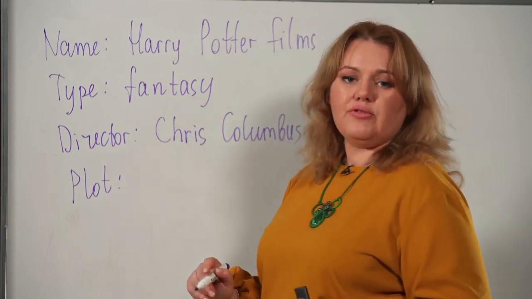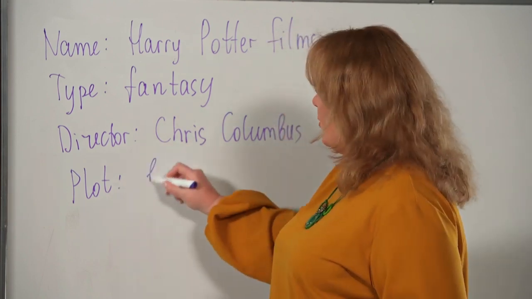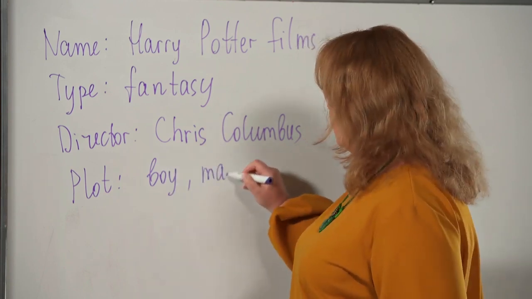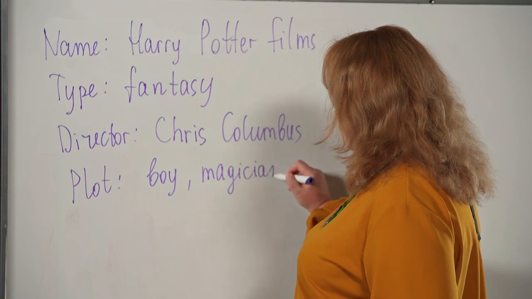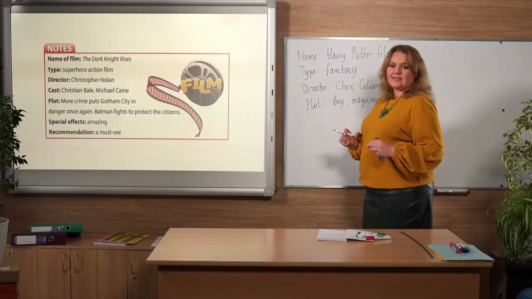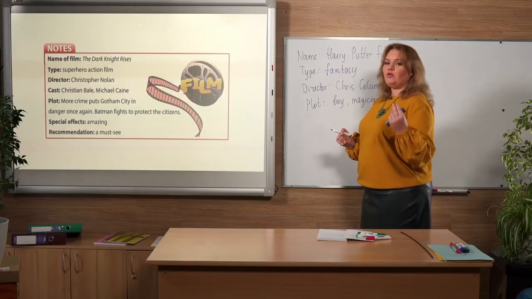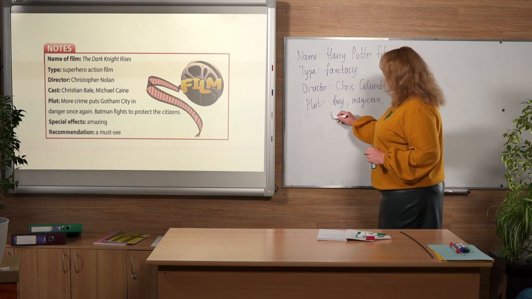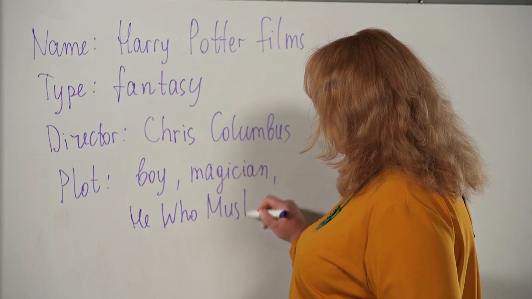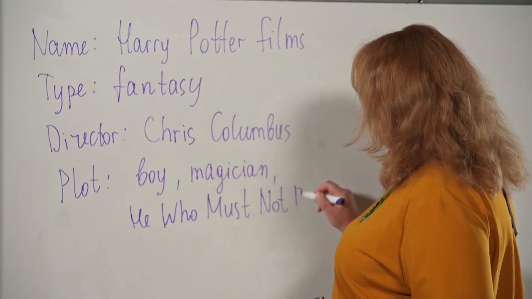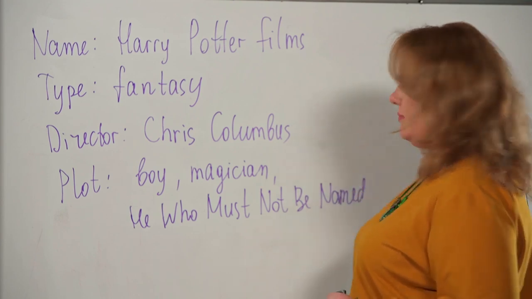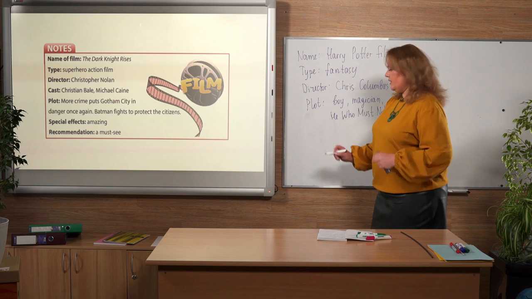So, a short summary of the plot is a boy who found out that he is a magician and went to the wizard school and was fighting with the evil. So what was the name of the evil? He who must not be named. Well done. So, special effects.